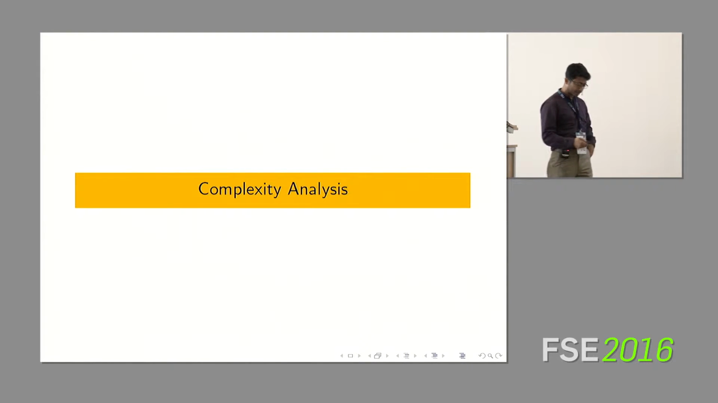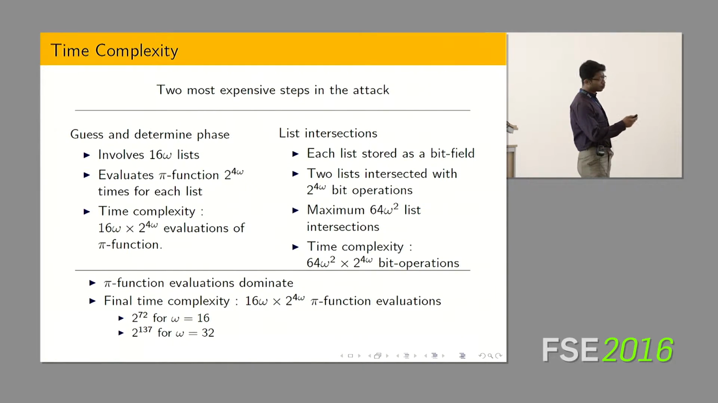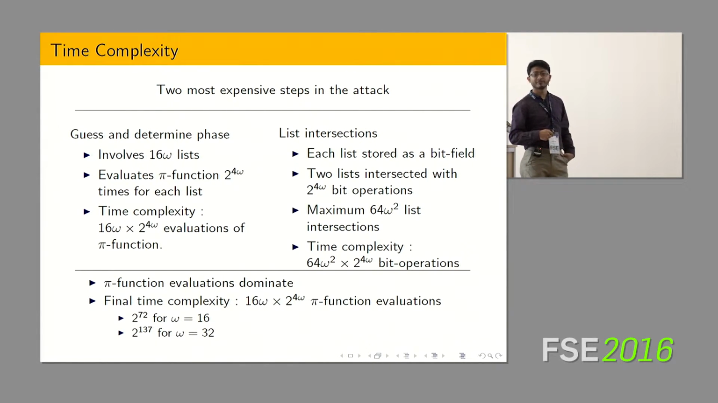And finally, let's look at the complexity analysis. The most expensive parts of this attack are these 2 phases: the guess and determine phase, and the intersection of the lists, the computation of that.